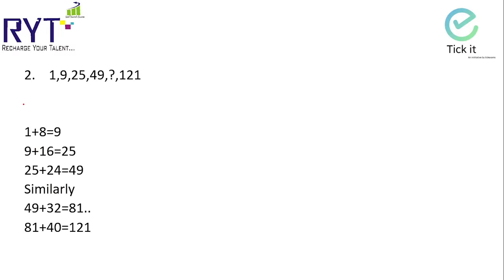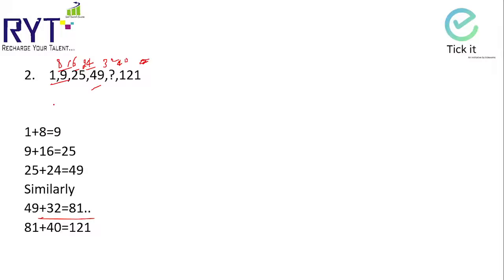1, 9, 25, 49, question mark, 121. We can go with two methods. Let us go with the first method. 1 plus 8 is 9. 9 plus 16 is 25. 25 plus 24 is 49. 49 plus 32 is 81. 81 plus 40 is 121. Okay. So we have to just observe the differences 8, 16, 24, 32. If you add 49 plus 32, we get 81. This is one method of doing.